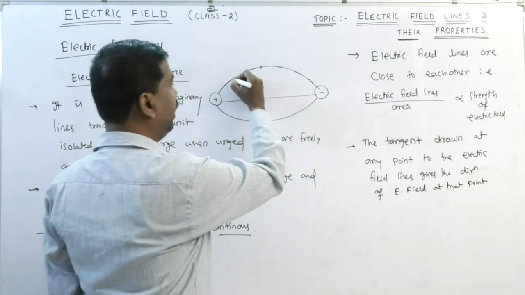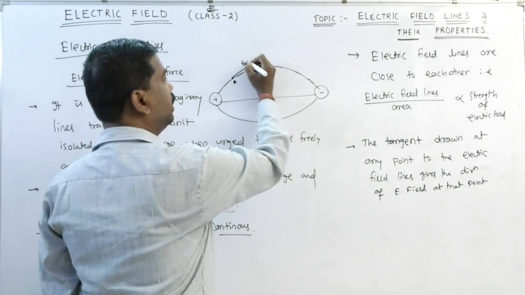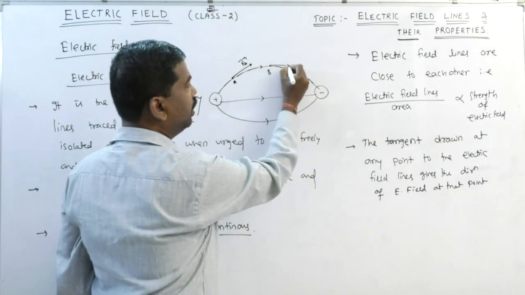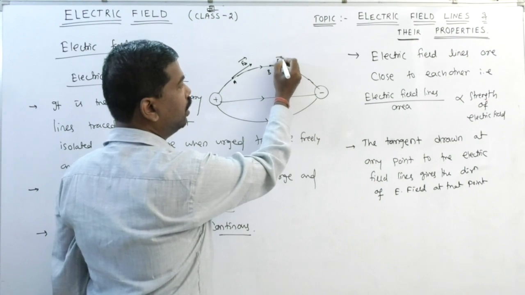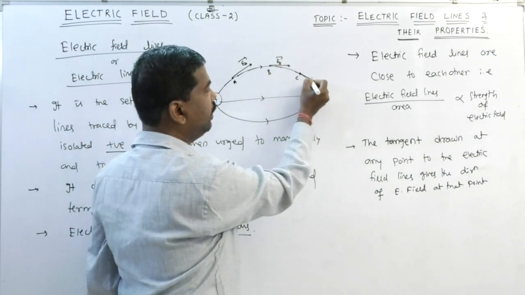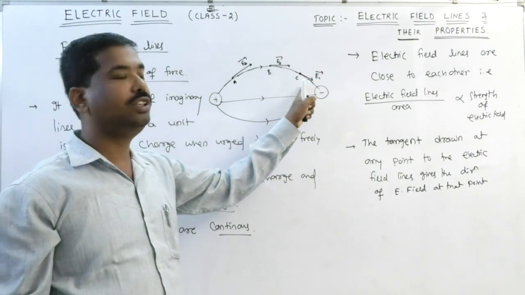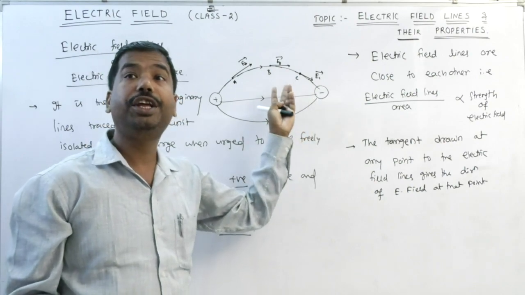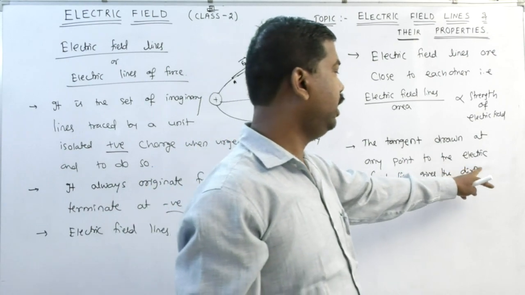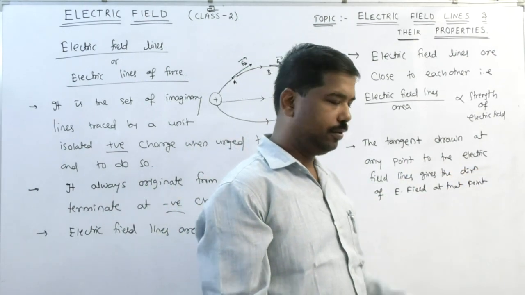Let us imagine this is the point A. There is a tangent. This gives the direction of E_A vector. Let this be the point B. This tangent gives the electric field at B. Let this be the point C. Then E_C vector. It means wherever you draw a tangent, it gives the direction of electric field at that point. It does not give any magnitude. Only direction is provided by the tangent.